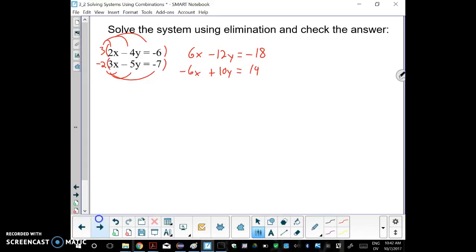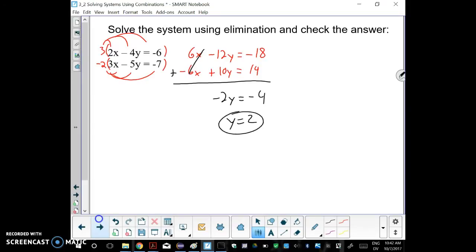Now it's add time, ladies and gentlemen. So now the x's will add to 0. So add those up, and they get nothing. Zoop. And then negative 12 plus positive 10 is negative 2y. And negative 18 plus 14 is negative 4. And now we got y. Divide by negative 2. Y is 2.